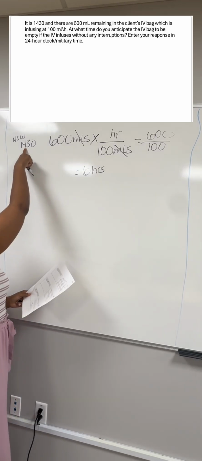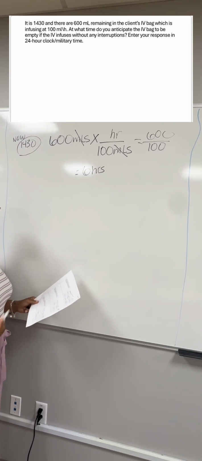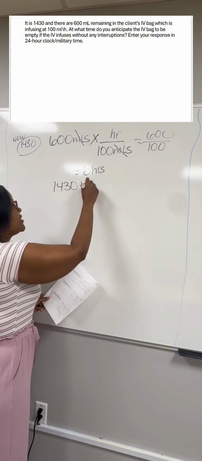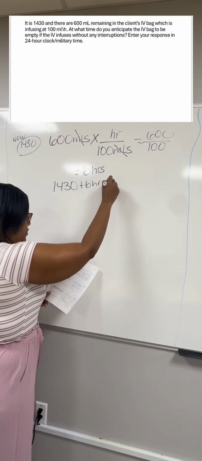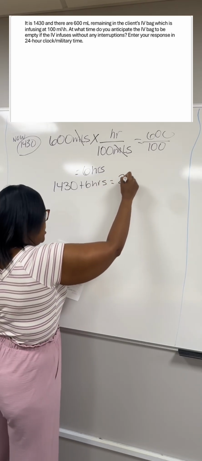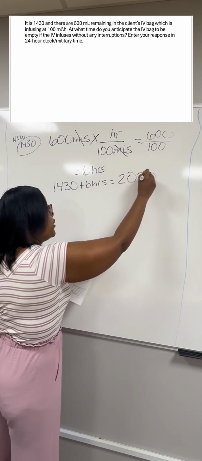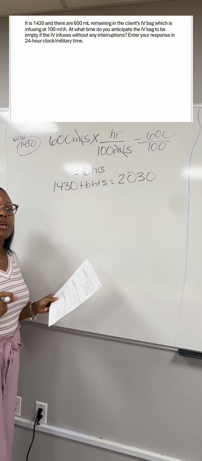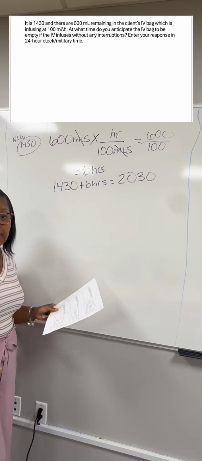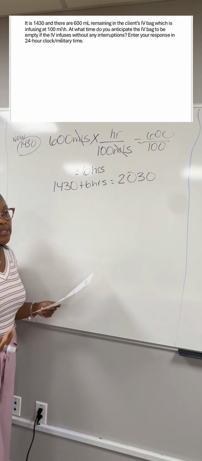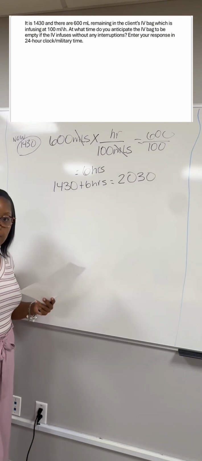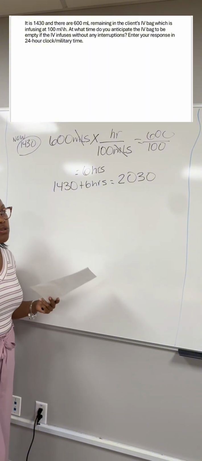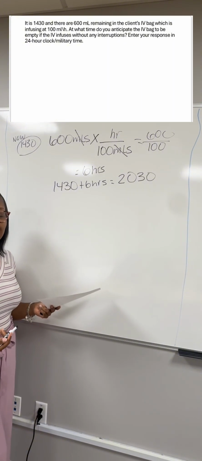So we're going to go back to what time it is now, which is 14:30, and we're going to add 6 hours to that. And then we should get 20:30. So please remember to put your answer in military time. So we know 20:30 is 8:30, right? But if on your exam you put 8:30, then that's going to be 08:30, and that's going to be wrong. So you want to make sure that you keep it in military time.